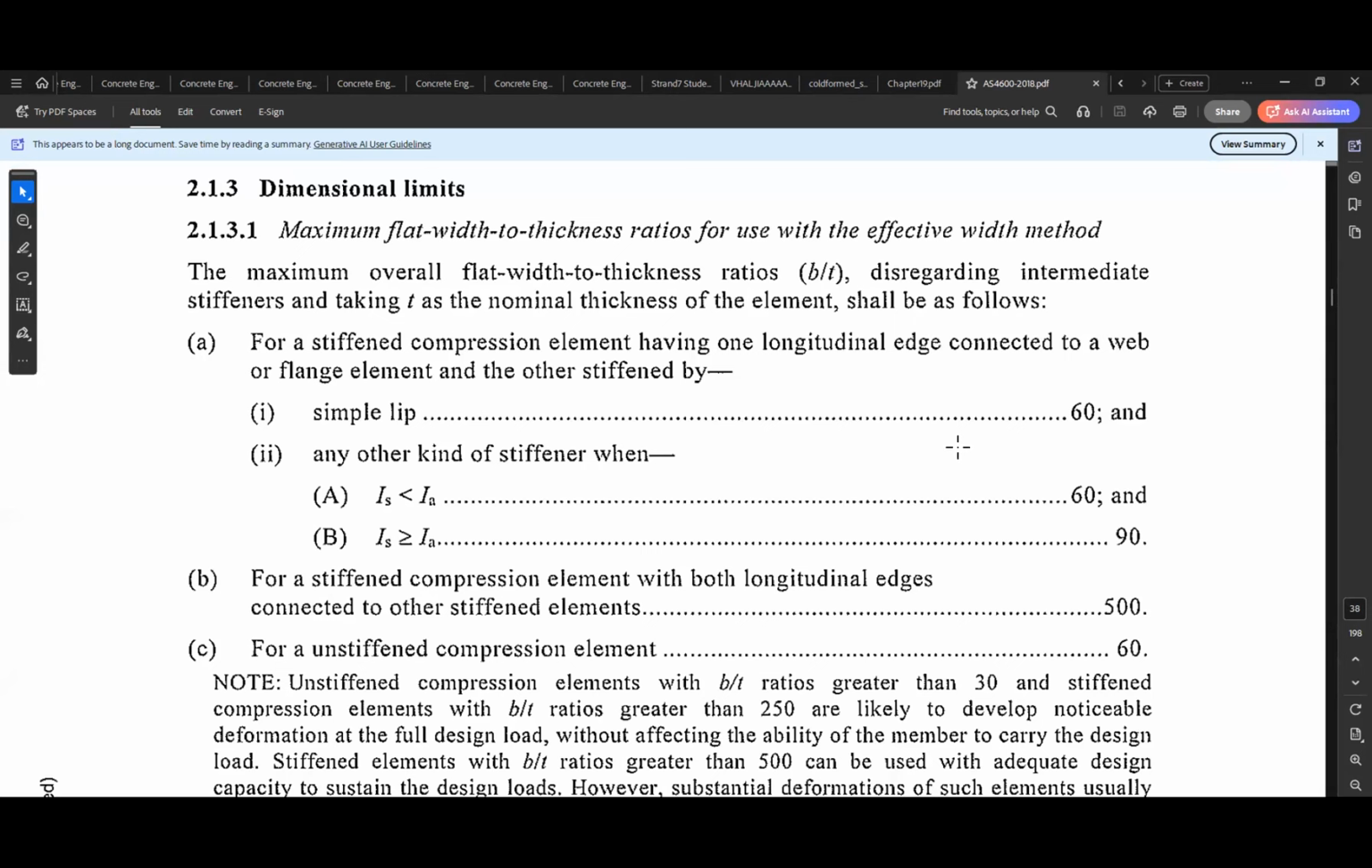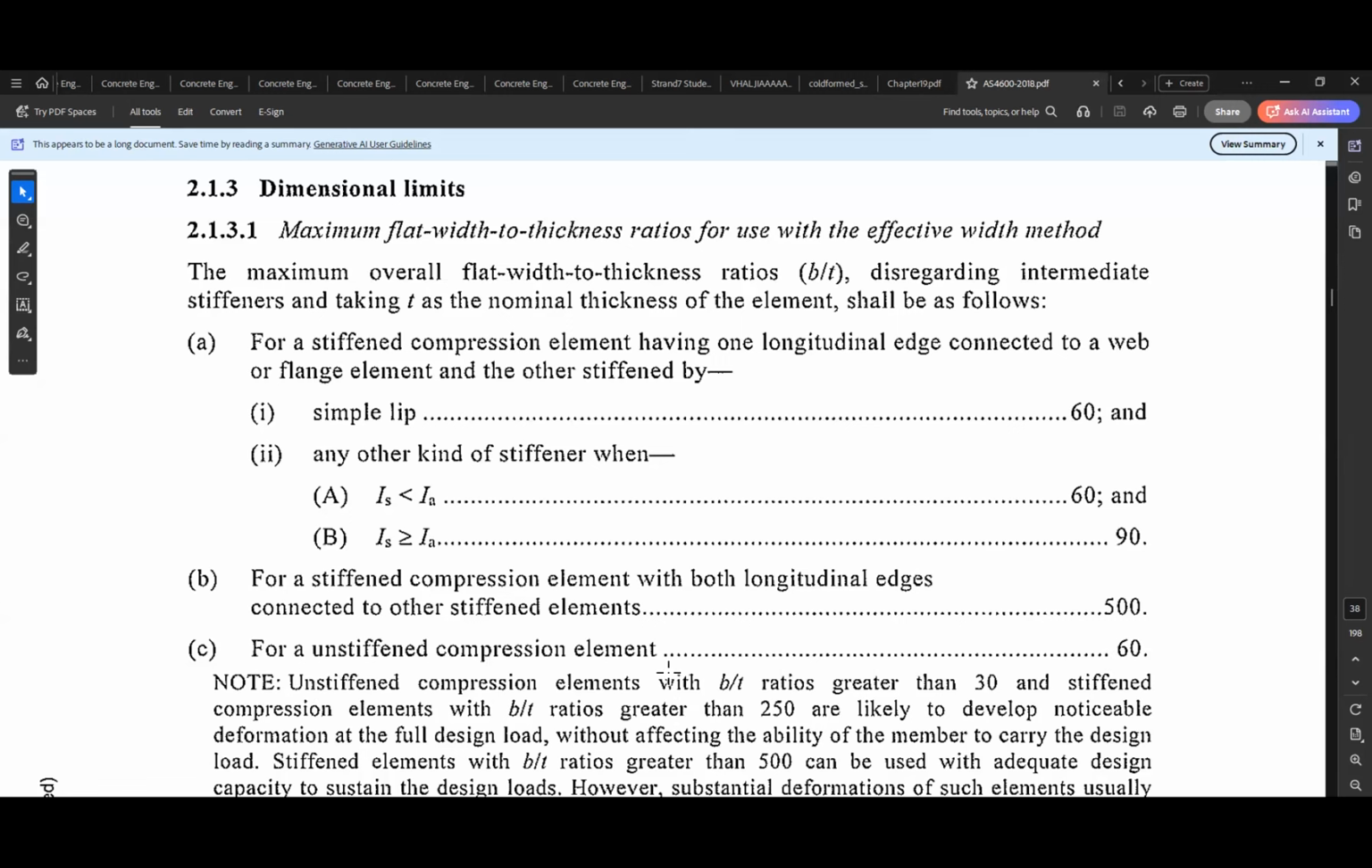For a stiffened compression element, we have 60 for a simple lip. For any other kind of stiffener, we have 60 or 90 based on the inertia Is and Ia. If Is is less than Ia, 60; if Is is more than Ia, 90. For a stiffened compression element with both longitudinal edges connected to other stiffened elements, 500. For an unstiffened compression member, it is 60. So these are our limits for the slenderness ratio.